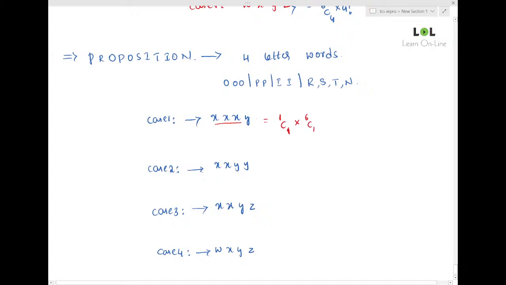Why? Observe. I can select that last letter from either these three or from here. Now O is already selected. We cannot select O anymore. Apart from O, how many different types of letters are there? 6. From those 6, I need any one letter. That is 6C1. Am I clear with the selections, everybody?